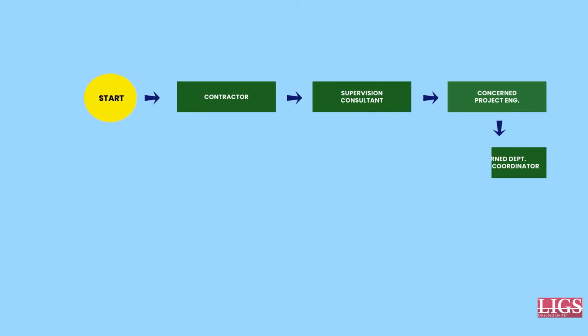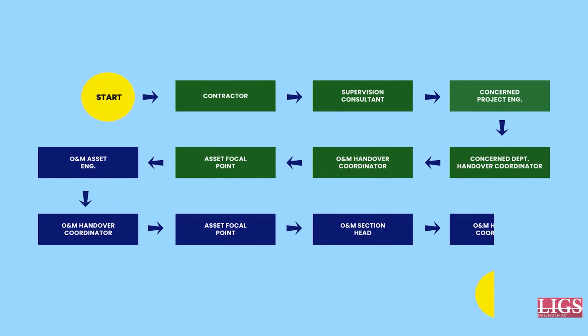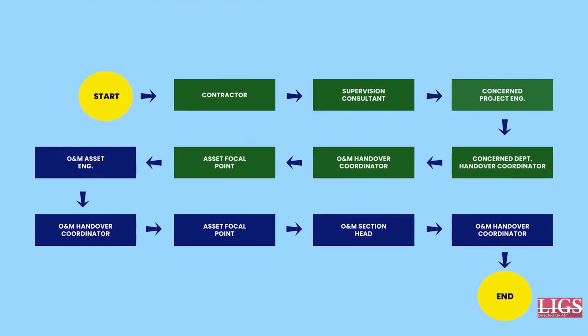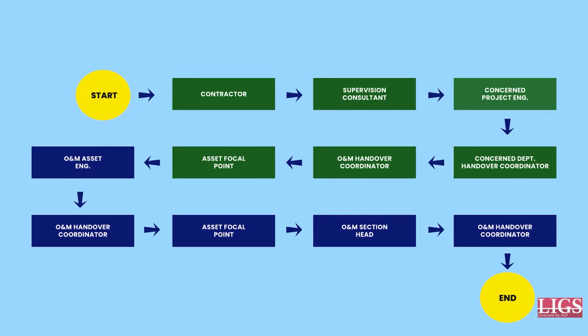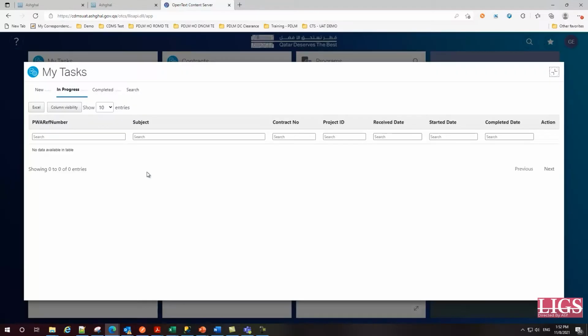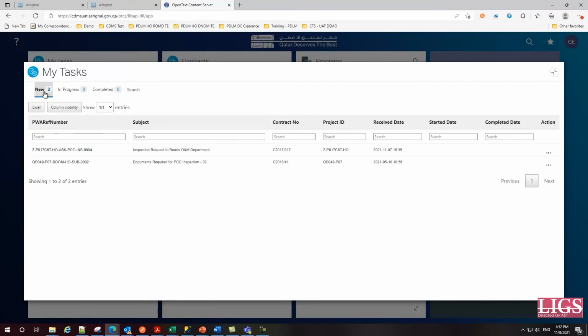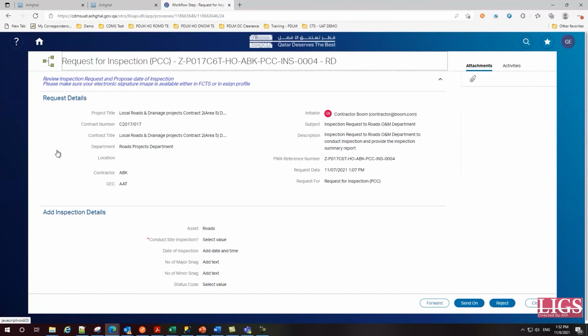As you may have now understood, the next user is the Asset Inspector. Look at our flowchart. The request is now before the Operation and Maintenance Asset Inspector or Engineer. As an Operation and Maintenance Asset Inspector, you will receive the task and will be able to view the details with regard to the same once you log in with your credentials.